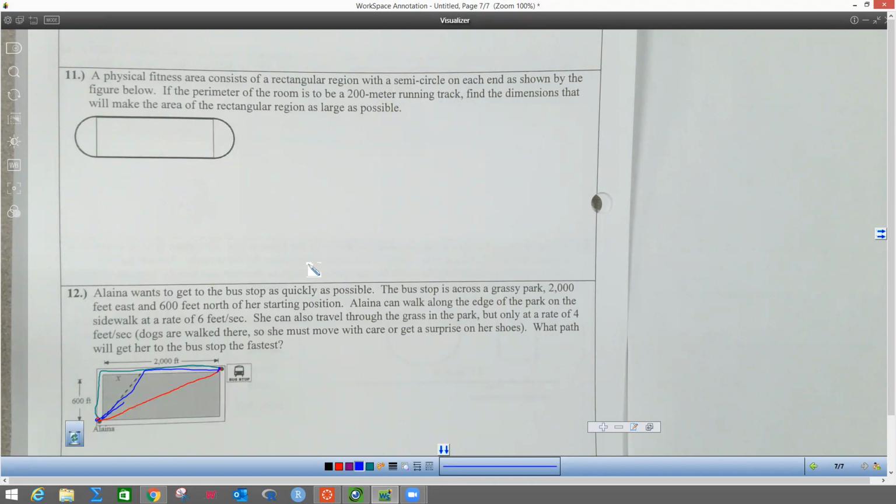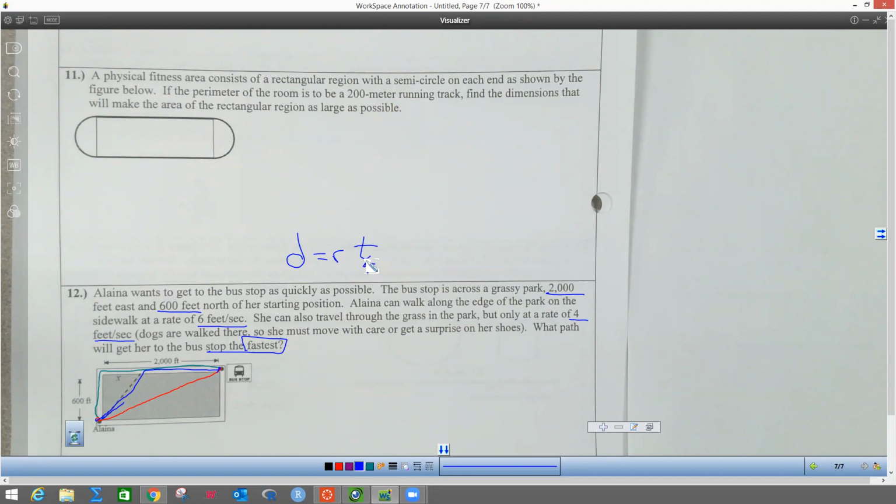So we're dealing with a problem where distance equals rate times time, because we have a rate that she's walking, 6 feet per second on the sidewalk and 4 feet per second through the grass. And we have a distance she's traveling, 600 feet and 2,000 feet if you go straight up and across, right? So what we're looking for is what path will get her to the bus stop the fastest. Okay, so we're worried about time here.